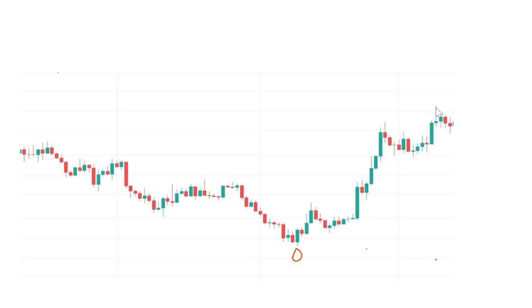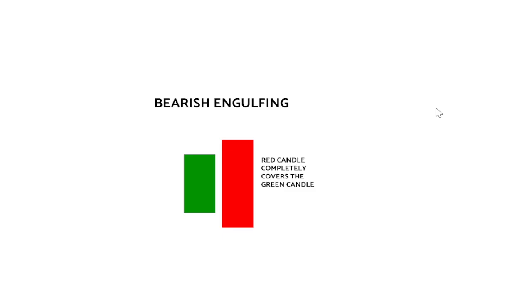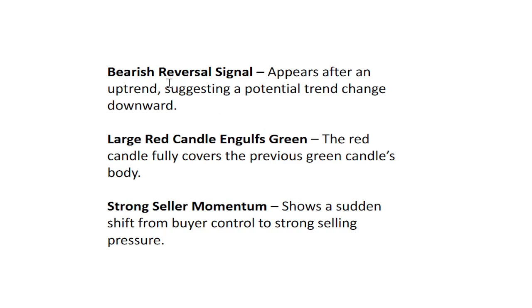So our next candle is the bearish engulfing. This is the opposite of the bullish engulfing, where we find the red candle that engulfs the green candle. So this candle completely engulfs the green candle. We can see that it is a bearish reversal signal that appears after an uptrend, suggesting potential trend change downward.